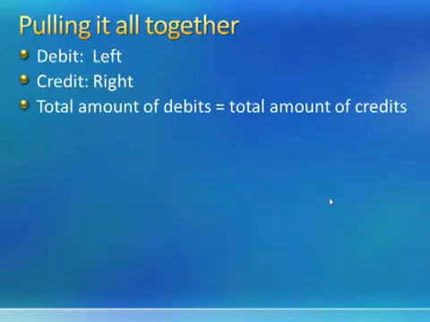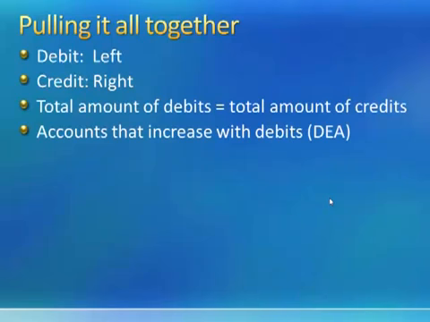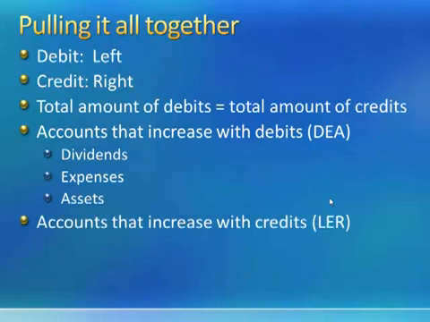So to review, we know that debit means left and credit means right. We know that the total amount of debits must equal the total amount of credits. Accounts that increase with debits, remember our acronym DEA: dividends, expenses, and assets. And the accounts that increase with credits, remember our acronym LER. So we've got dealer, DEA, LER. We have liabilities, equity, and revenue.